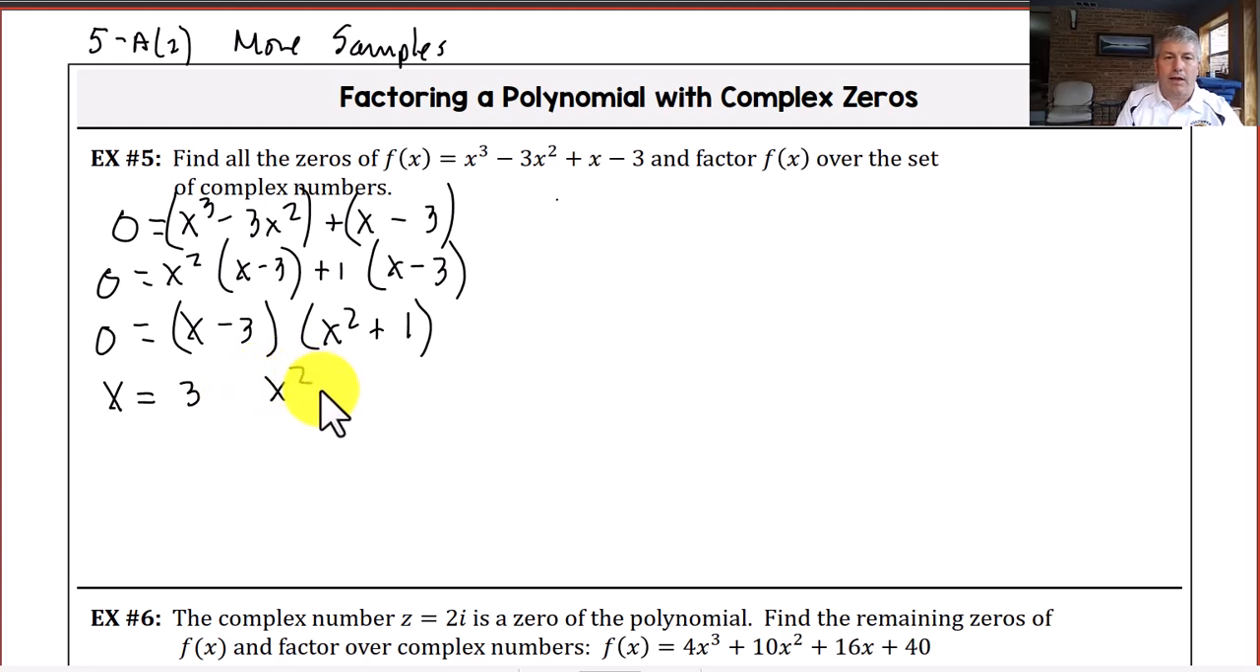And real quickly, x squared plus 1 equals 0. We do know how to factor that. We saw that in the last video, but we'll use the square root property. We get x squared equals negative 1. And after we take the square root of both sides, we get x equals plus or minus i. Our factors then are x minus 3 times x plus i times x minus i.